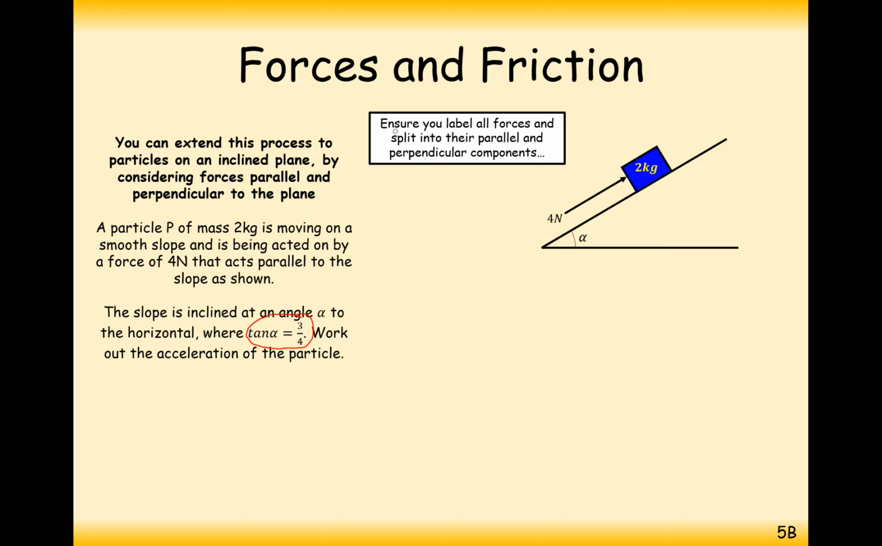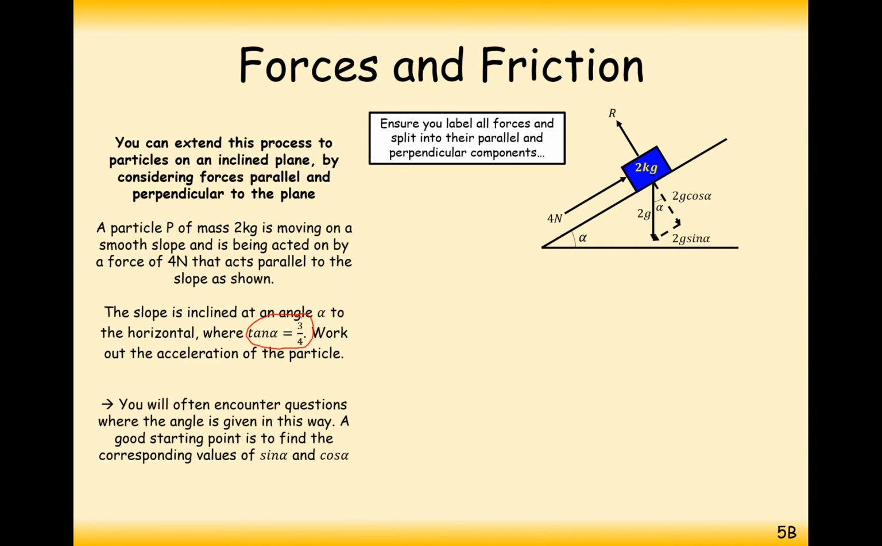So, ensure you label all the forces and split up the parallel and perpendicular components first. So put in that 2g force first, that's the weight force, and then draw a little right-angled triangle to resolve this weight force. Now we don't know what alpha is, we're going to leave it for a little while and then we'll work it out later. So this is 2g cos alpha and 2g sin alpha.